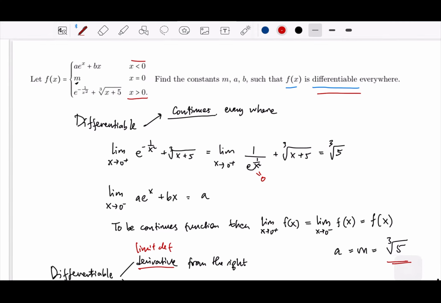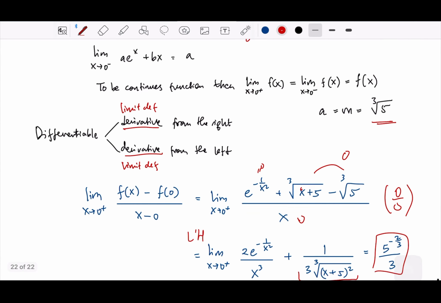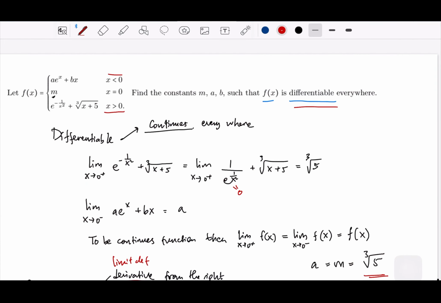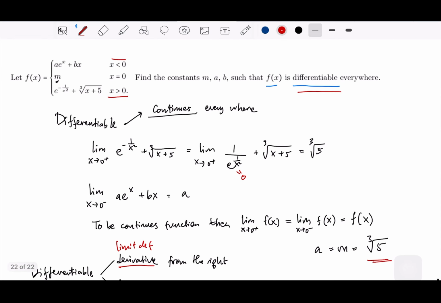Okay, that's it. Although it seems a little bit complicated if you see the fraction here, I hope you can get the idea of what the meaning of differentiable everywhere is. Okay.